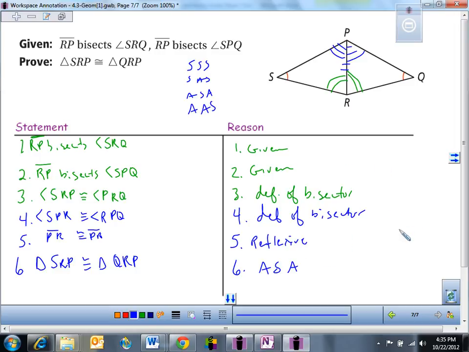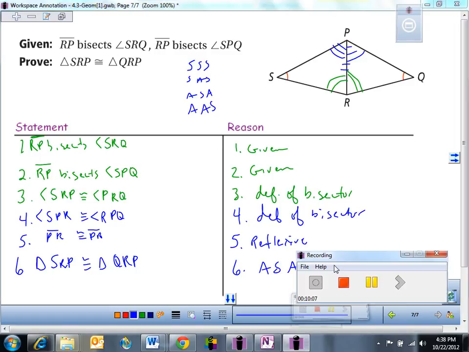So make sure if you don't understand the proofs, you reread them when you get home, watch the videos again, but you need to practice. You will have proofs on the Chapter 4 test. Save your questions for me when I get back.